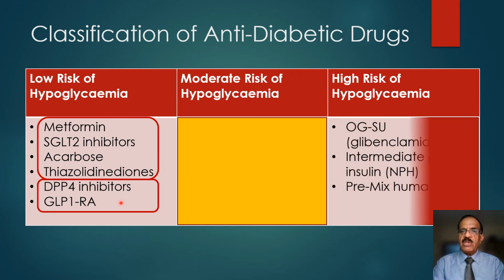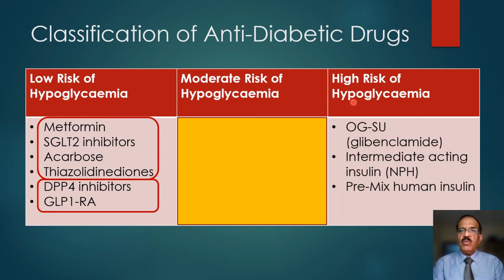Now let's talk about the group which has high potential of causing hypoglycemia. Old generation sulfonylureas. The only example of this class which is in practice is glibenclamide. Now, this drug is very commonly used, and this drug is incredibly cheap and incredibly effective, so it is very, very popular. And many people are using it, but this is actually a very long-acting drug, and many times it is prescribed twice a day. The action is more than 24 hours.